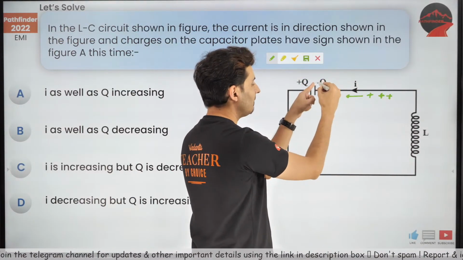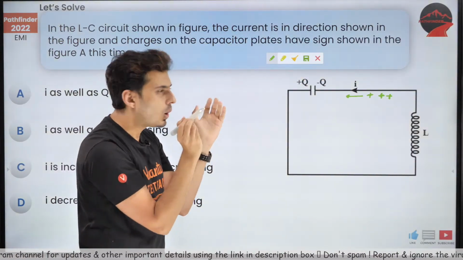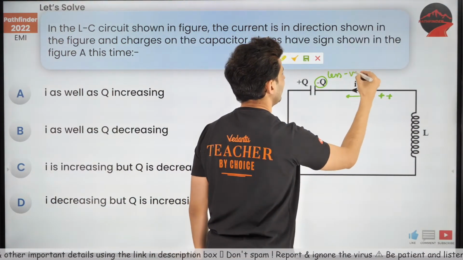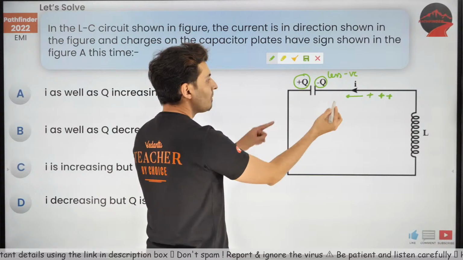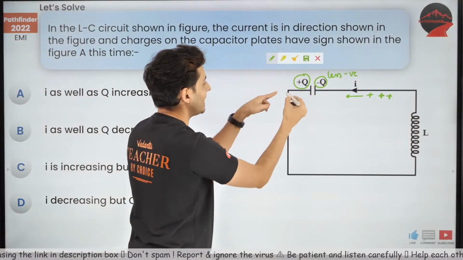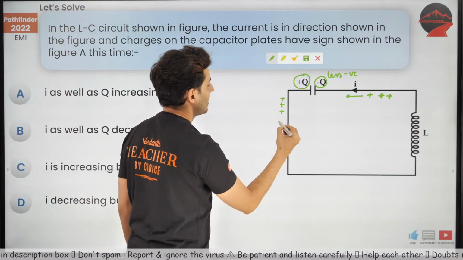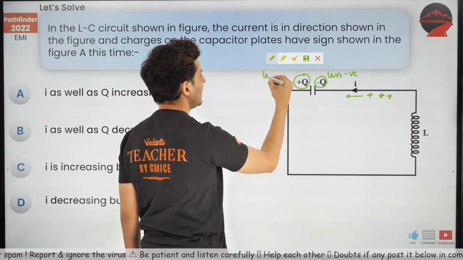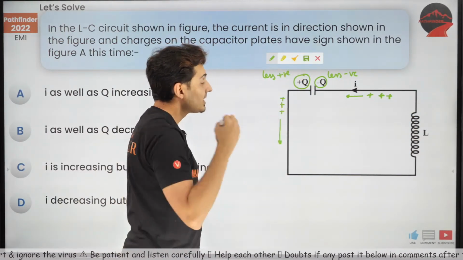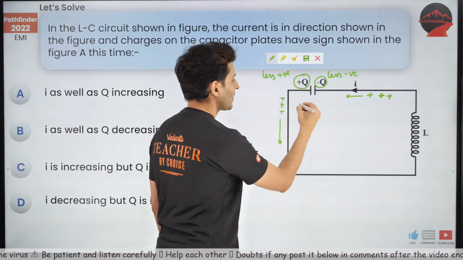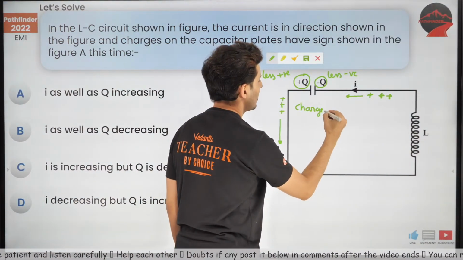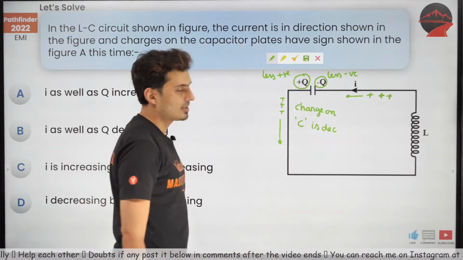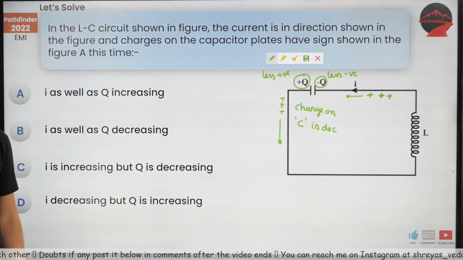So this negative will become more negative or less negative? Obviously it will become less negative. That means even this, because these positive charges are coming from which side? This side. The positive charges have been taken like that and put over here. So this will become less positive. That means the charge on the capacitor is decreasing. Makes sense? The charge on the capacitor is decreasing.